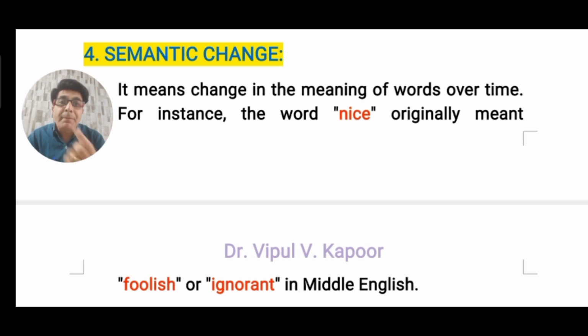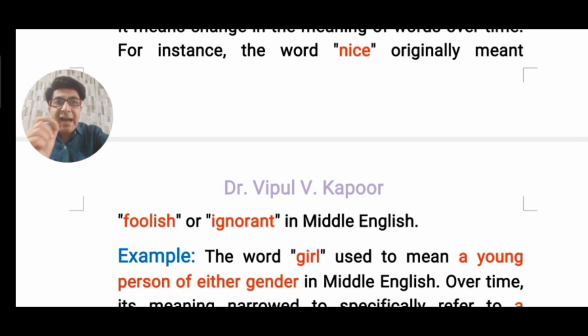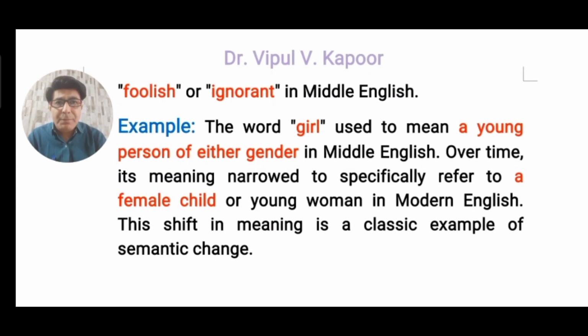From time to time, a particular word used in olden times and the same word used in modern times changes its meaning. For example, the word nice originally meant foolish. Nice meant foolish and ignorant in Middle English times, during the 11th and 12th centuries. But in modern times, we have a different meaning.